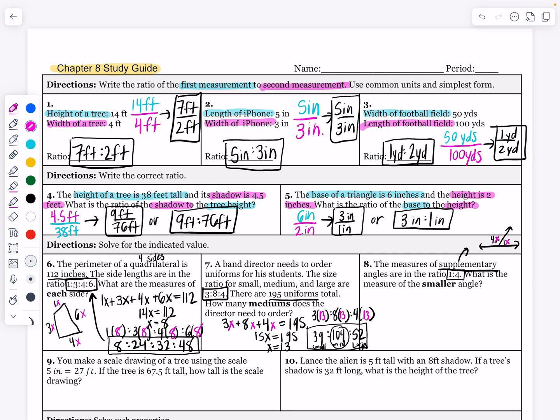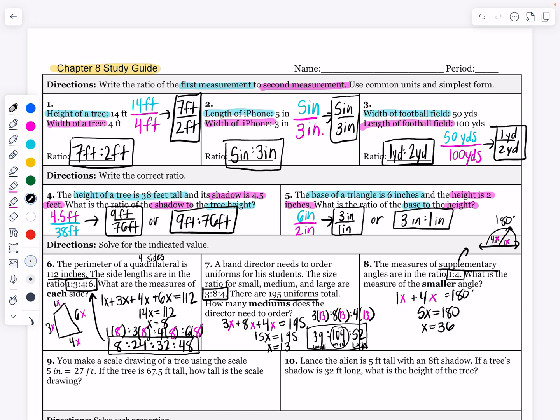What do we know about supplementary angles? We know that they have a sum of 180 degrees. And so I know that 1x, let's do that in color, plus 4x has a sum of 180. When I do those, x plus 4x gives me 5x equals 180. So one angle is 4 times the size of the other, is what this is saying. So I'm going to divide by 5 on both sides, and I'm going to get x is 36.